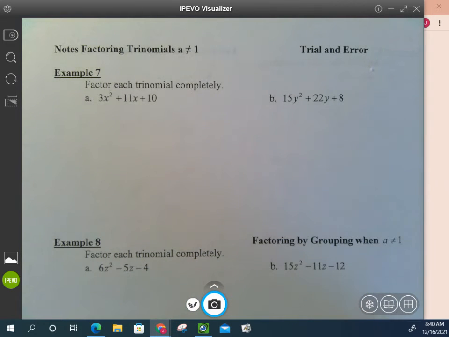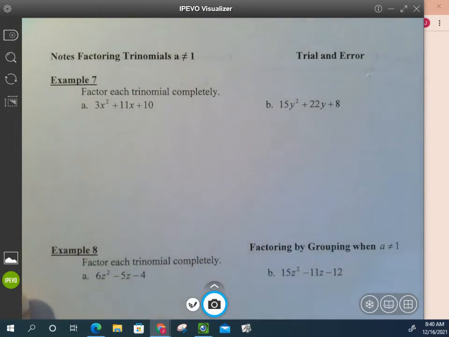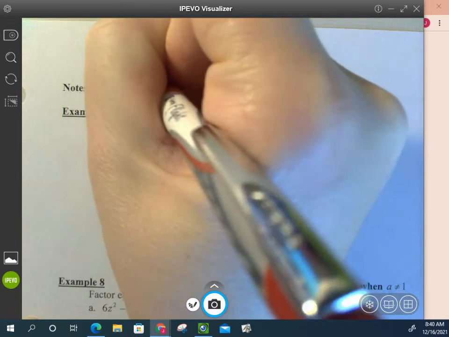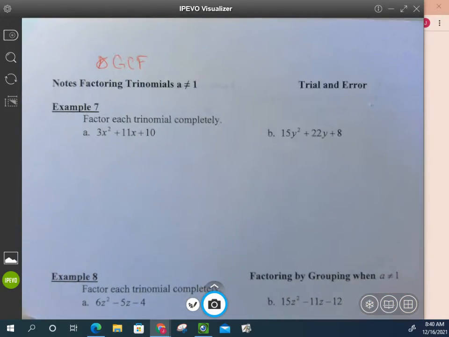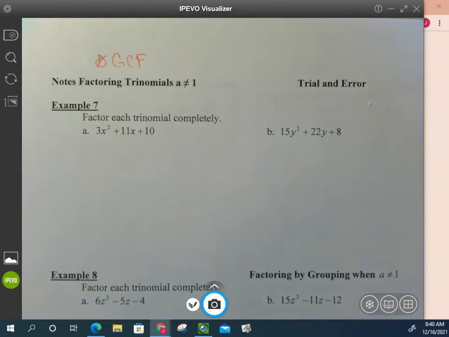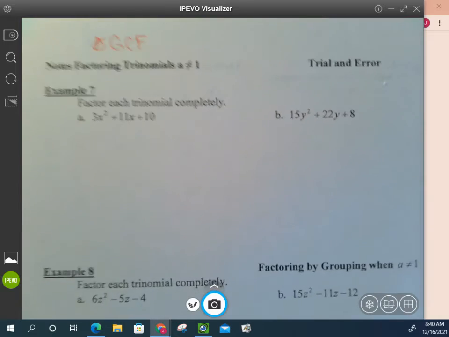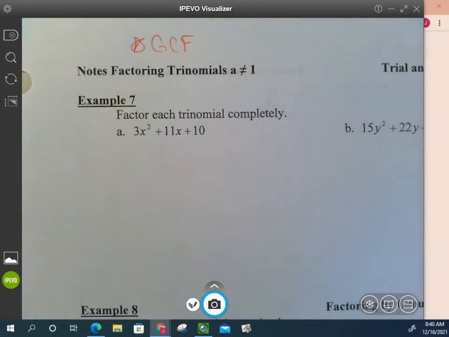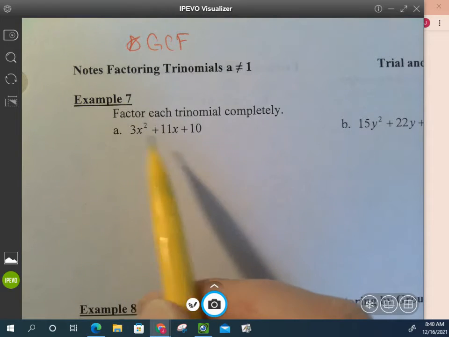All right, so we're jumping in, and I'm going to remind you to always look for GCF, because if I can take something out, it's going to make it a little bit less trial and error. I'm going to have smaller numbers to work with. All right, I'm going to dig in here, and I'm definitely going to use a pencil and an eraser. So first thing is there is no GCF.